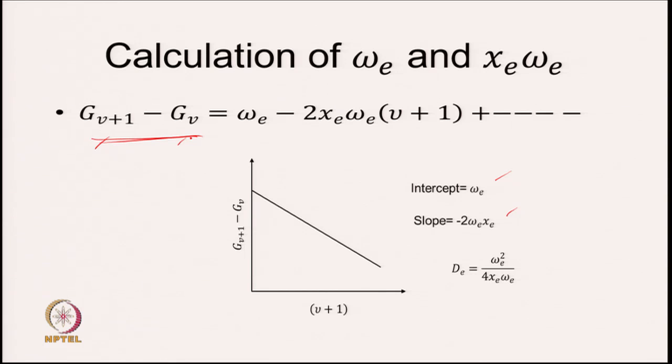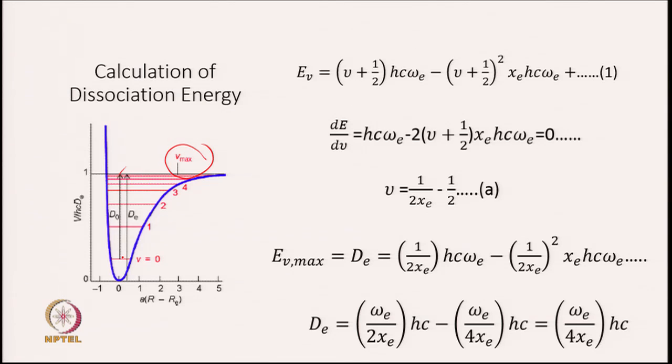If you plot this versus V plus 1, your intercept will be omega_e and the slope will be minus 2 x_e omega_e. That can be used to calculate D_e, the dissociation energy, and the equation for this is given here. In the next slide, we will discuss how we can obtain this relation. There are two different kinds of dissociation energy. One is D_e, the difference between the energy of the vibrational level where the energy is maximum and the minimum, whereas the second is D_0, which is the energy difference between this and the energy corresponding to v equal to 0.